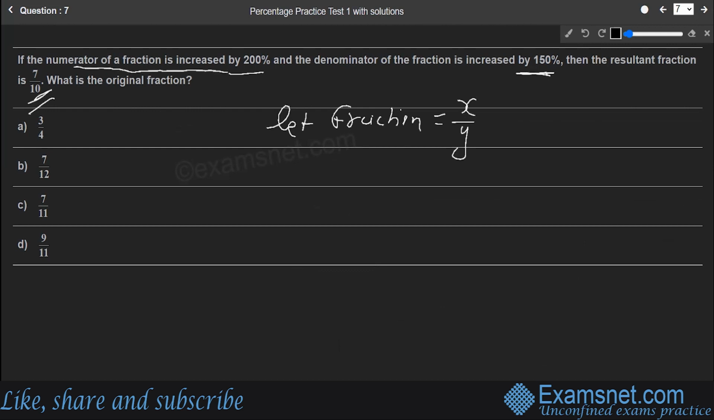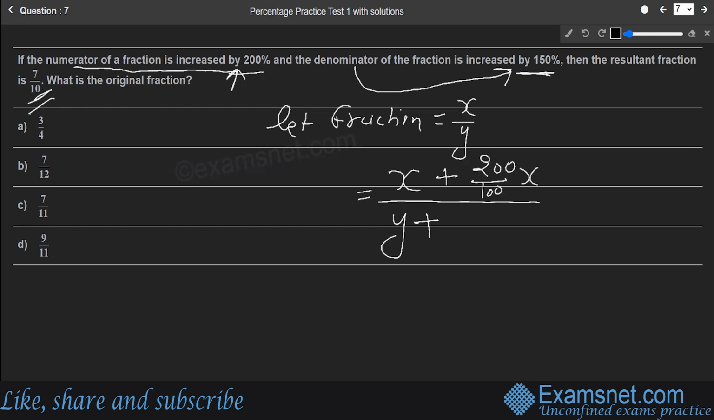He says the numerator of the fraction is increased by 200%. Something increased by 200% means adding 200% to the original. So our original was X, adding 200%, so that is X plus 200 by 100 X. This is the 200% of X. Divided by what has happened to Y. The denominator of the fraction is increased by 150%. So the original denominator Y, plus 150% more, that is 150% of Y. So this is going to be the new fraction with us. Now this new fraction is equal to 7 by 10, which he has already given.